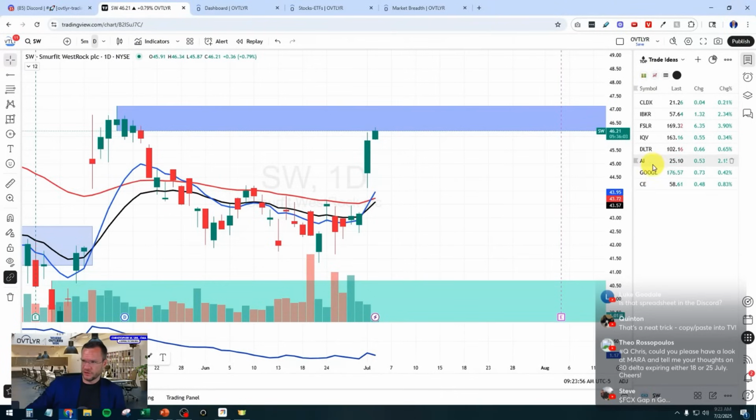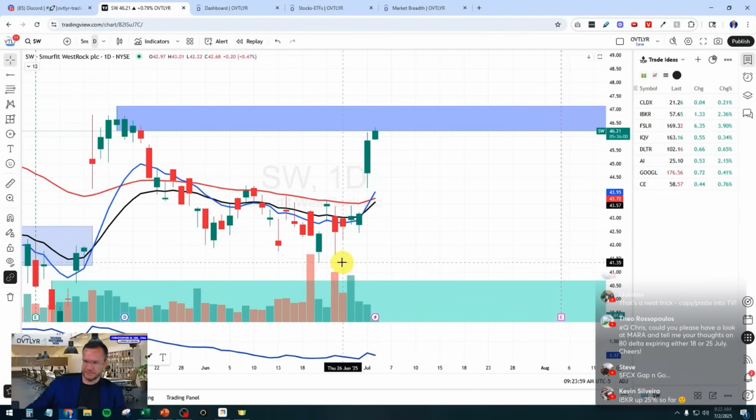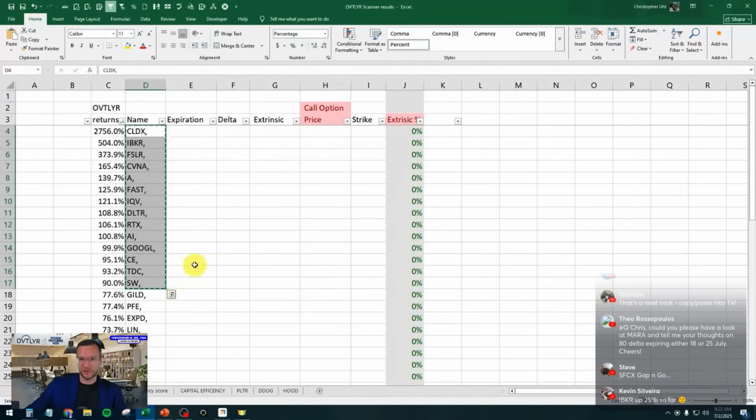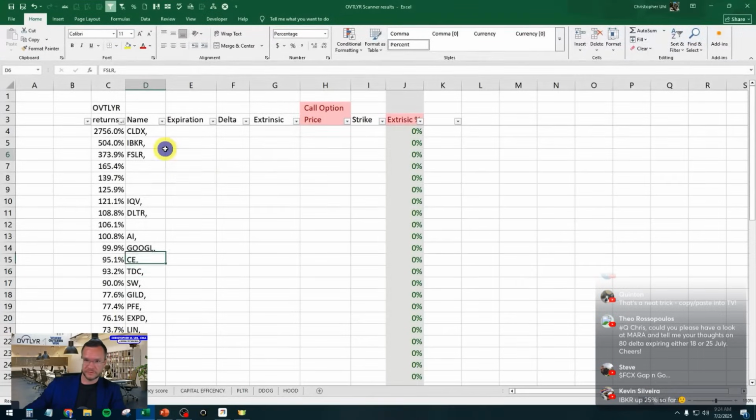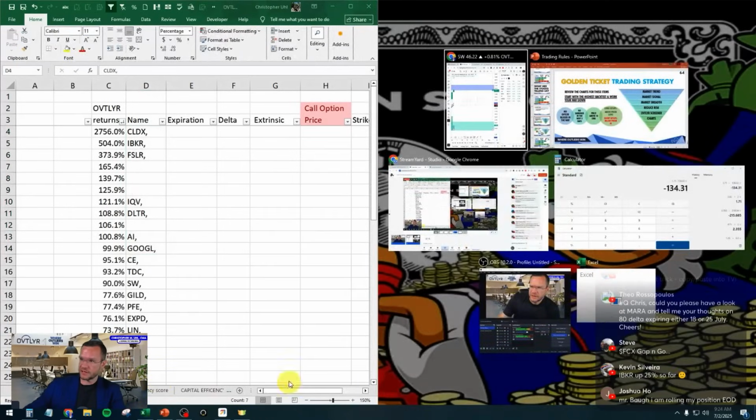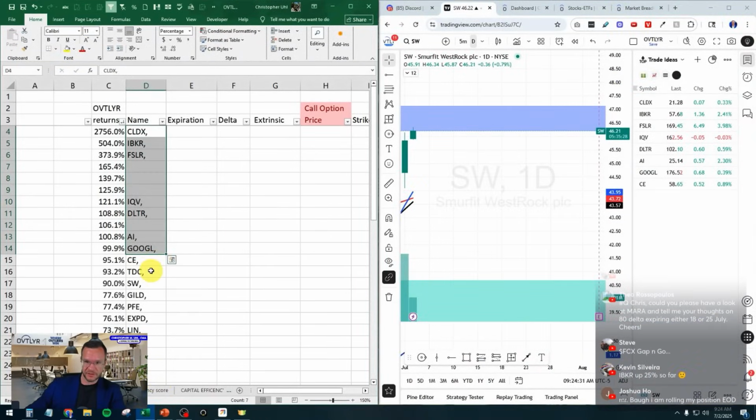Right. So now we have 1, 2, 3, 4, 5, 6, 7, 8. Within 7 to 8 trades, I would be in my entire portfolio. So we're going to focus on just those 8. That was CLDX, Interactive Brokers, First Solar, and then delete down to IQV, DLTR, AI, Google, and CE. Okay, cool. So now we're working our plan here. These are the ones that I would be looking at for the options chains, maxing out at CE. So I'm going to delete everything below CE.